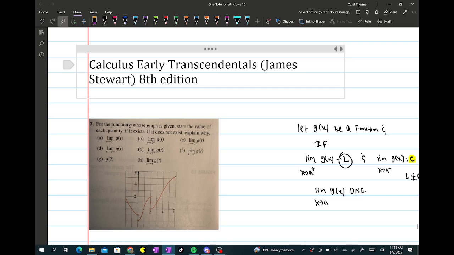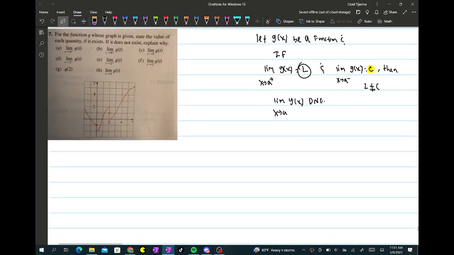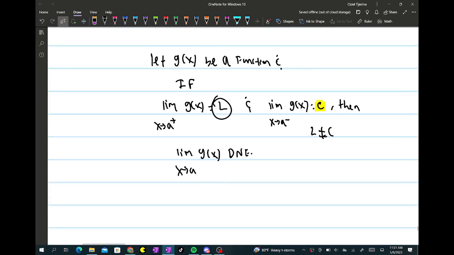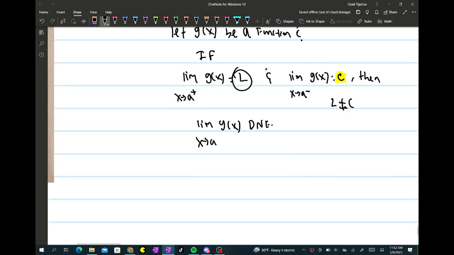It is Calculus, Early Transcendentals by James Stewart, the 8th edition. That is the book that I am using. So what I wrote over here was, let g of x be a function, and if the limit as x approaches a from the right of g of x equals some number L, and the limit as x approaches a from the left of g of x equals some number c, where L does not equal c because they're two different numbers, then the limit as x approaches a of g of x does not exist.